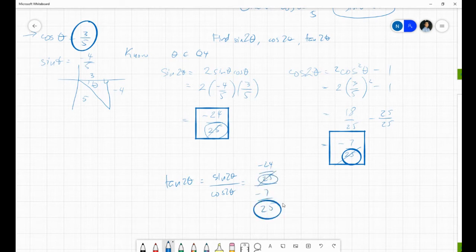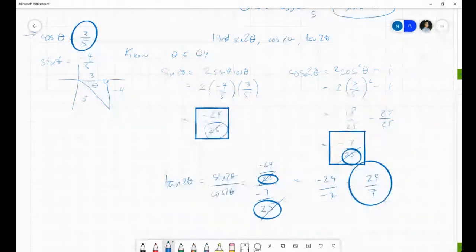Okay, so you can cancel these. So you have -24/-7 or just 24/7. And of course, if you want to plug it into the formula, you get the same answer.